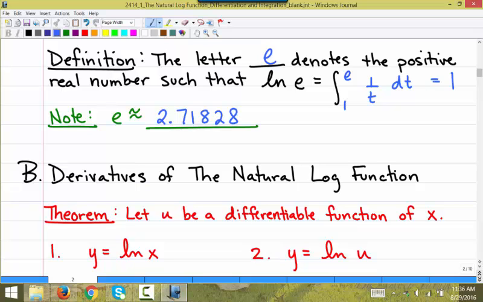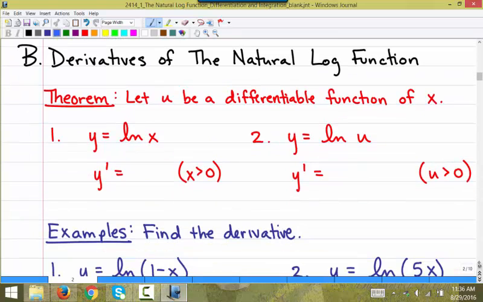Okay, derivatives of the natural log function. Anything in red, by the way, is either going to be a rule or a theorem. Red denotes pretty much you need to know it. You need to kind of commit it to memory. You're going to be using it. This is one of those times.